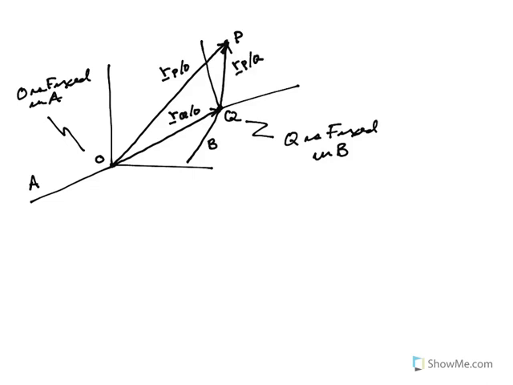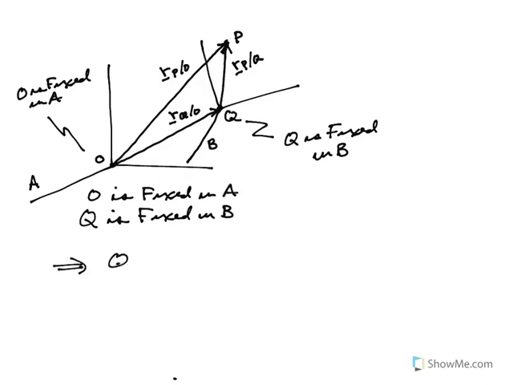Now, let's look at this for a second. Let's understand what's going on. Q is fixed in frame B. And O, I should put this above, is fixed in frame A. So that means that Q translates relative to reference frame A.